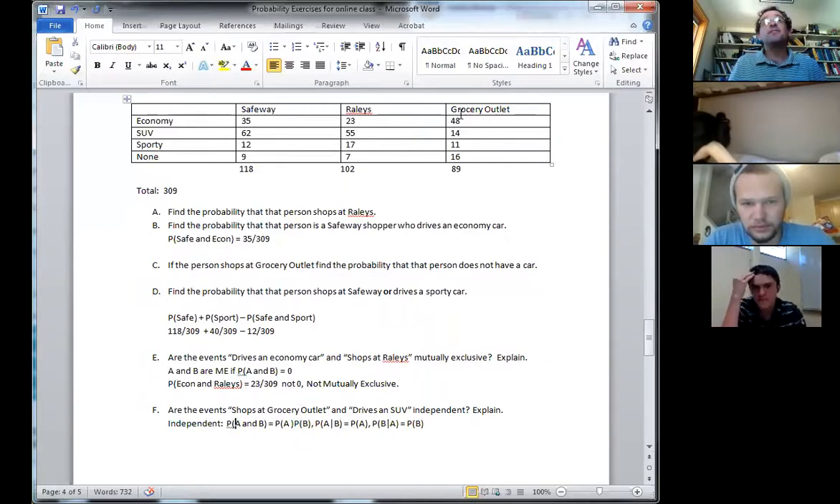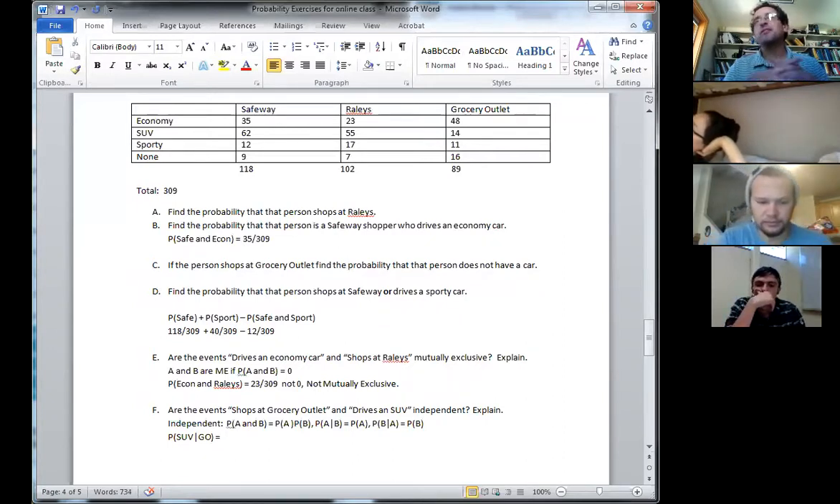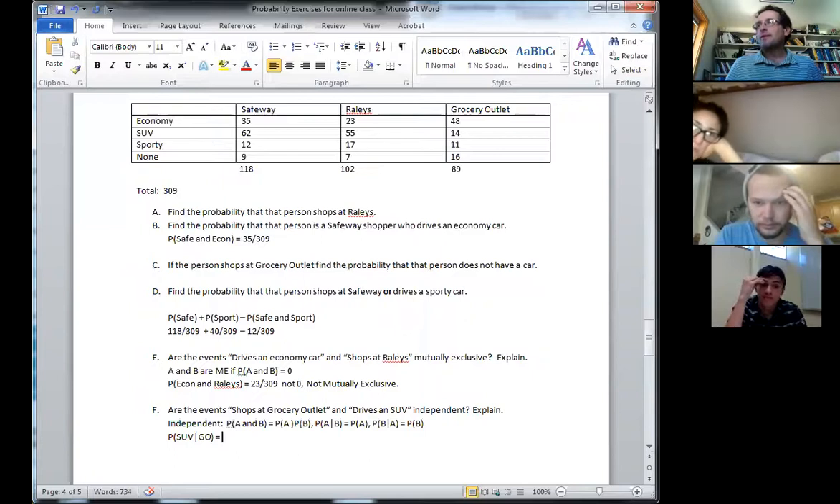And that's because, just in this case, I already calculated the totals, just because I did the work for you. So let's do the probability of SUV given grocery outlet, GO. What's that equal to? What's the probability of SUV given grocery outlet? Actually, it probably doesn't matter. The second and the third are equally difficult or easy. So what's the probability of SUV given grocery outlet? Okay. Yeah. So SUV given grocery outlet.